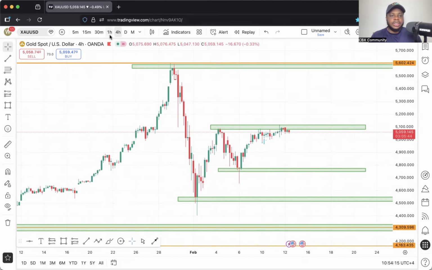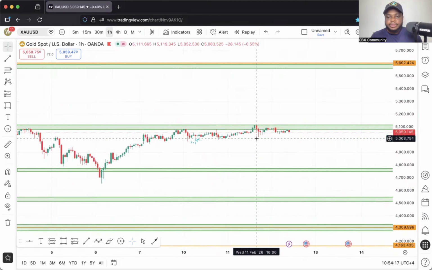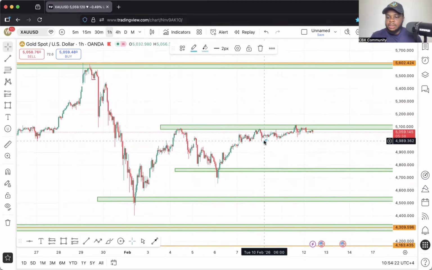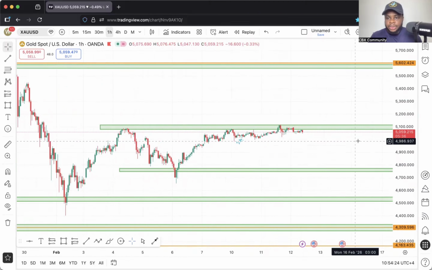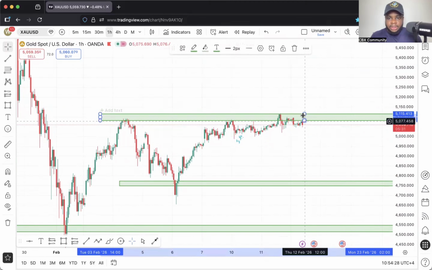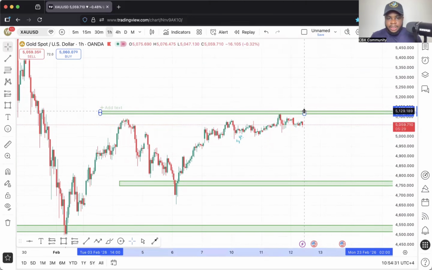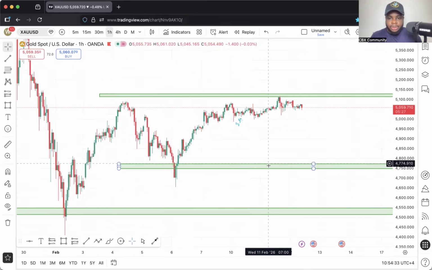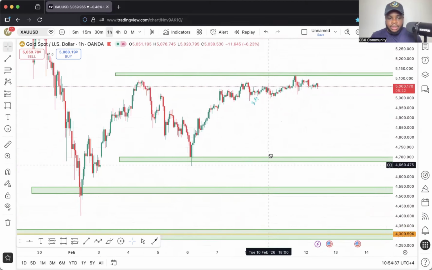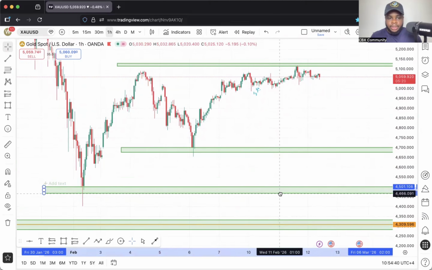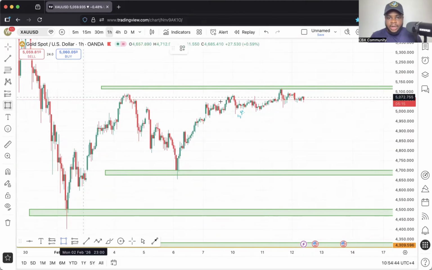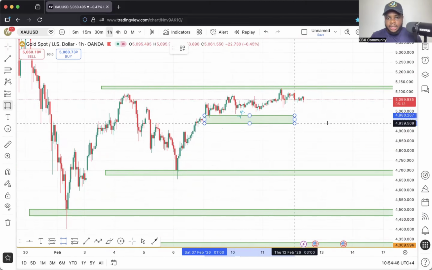So let's go to the 1 hour. Let's see. Let's zoom the chart a little bit. So that means our recent resistance will be here. Then this support zone will be here. Then this support zone will be here. We'll have a support zone over here.